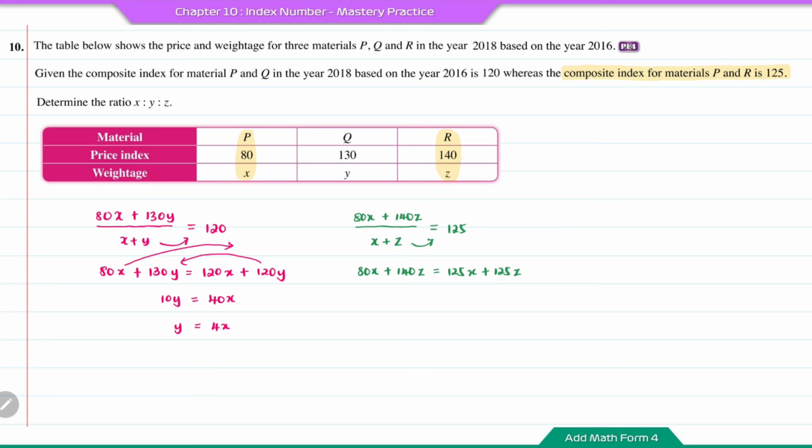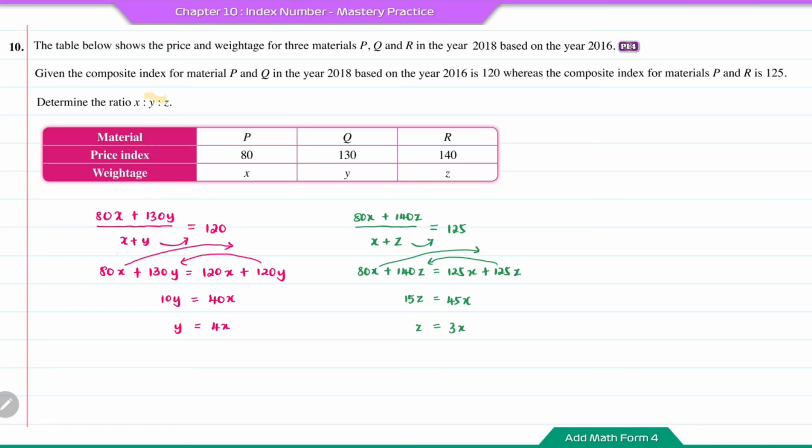So here I'm going to move the 125Z to the left hand side and the 80X to the right hand side. So 140Z minus 125Z will equal 15Z, and 125X minus 80X will be 45X. So I can simplify this by dividing both sides by 15. So 15Z divided by 15, you will get just 1Z, and 45X divided by 15 will equal 3X.